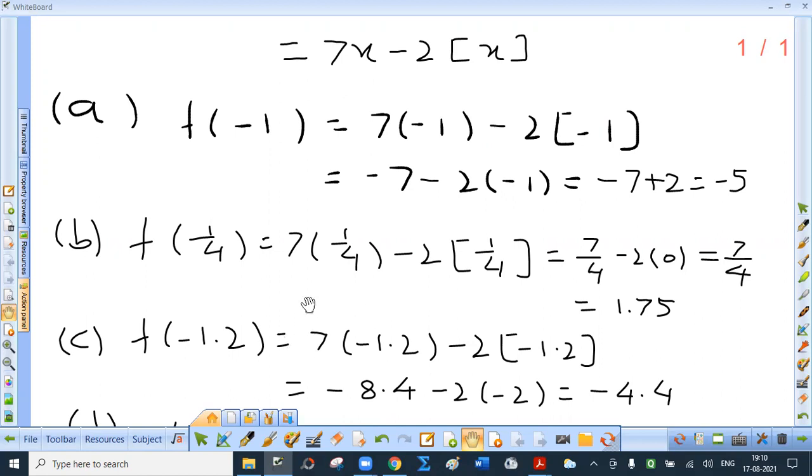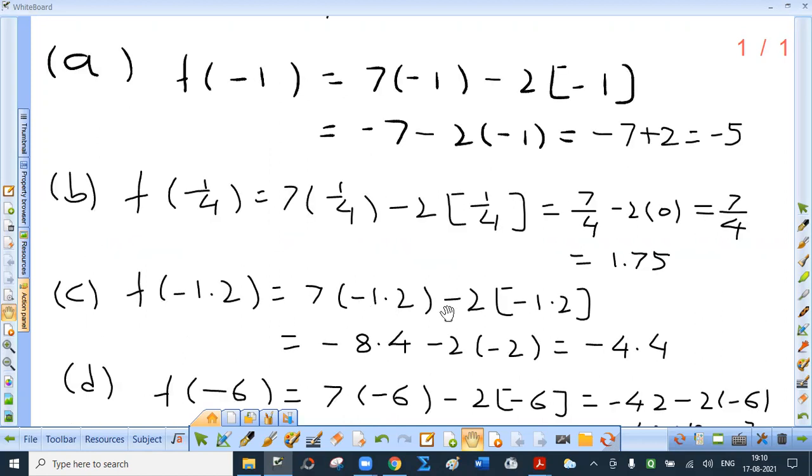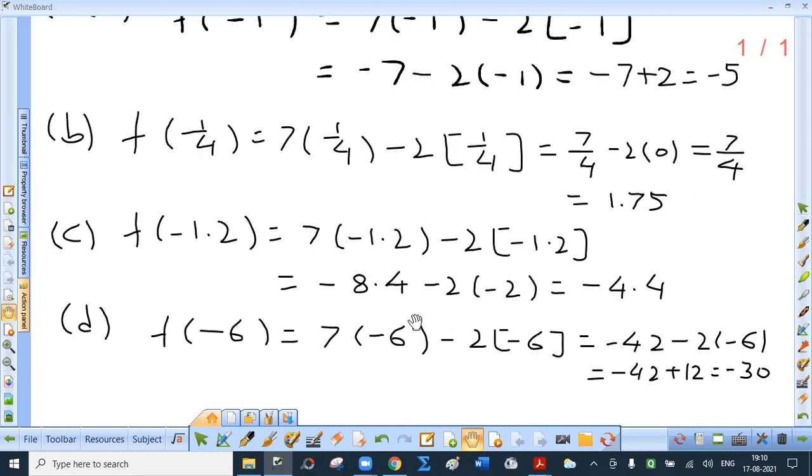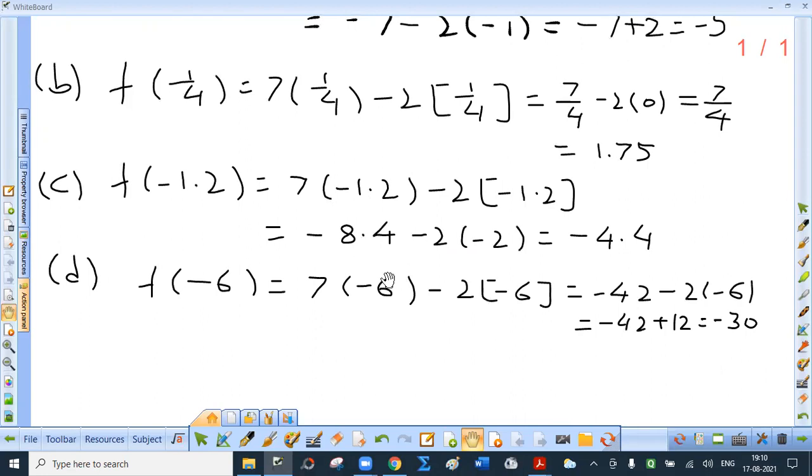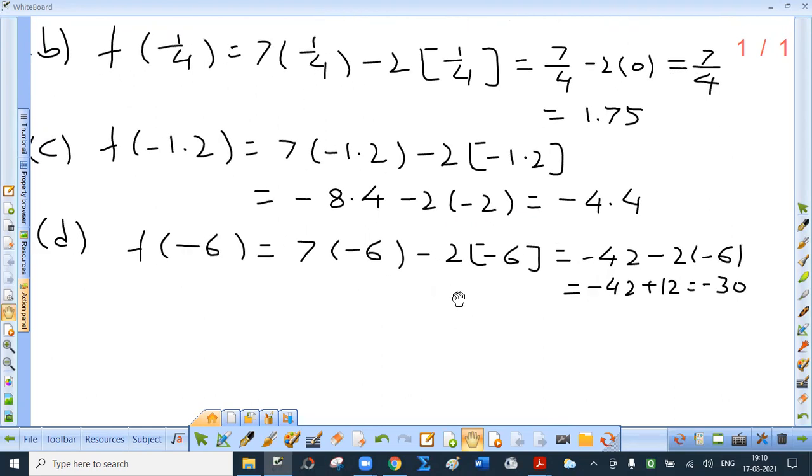What is f of minus 1.2? 7 into minus 1.2 minus 2. What is the step value of minus 1.2? It is minus 2. The nearest integer to the left on the number line is not minus 1, it is minus 2. So minus 8.4 plus 4, that is minus 4.4. D part, f of minus 6. 7 into minus 6 minus 2 into step value of minus 6, which is minus 6. Minus 42 plus 12, that is minus 30. Write down.